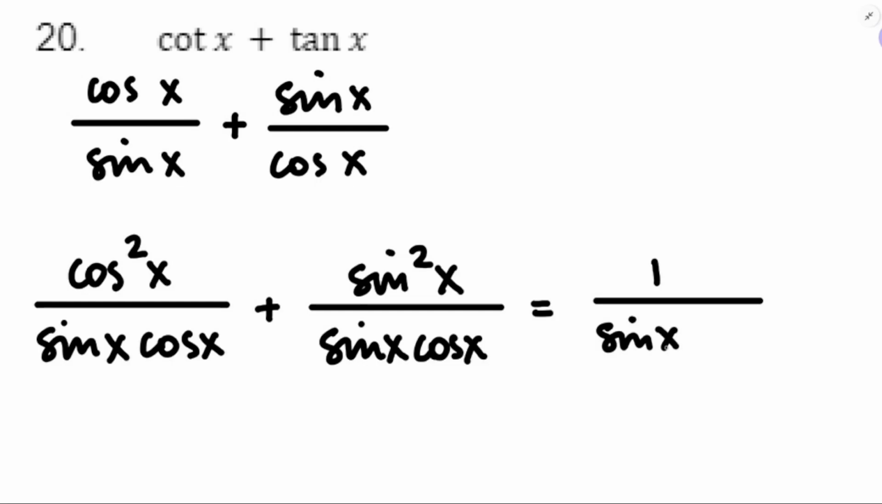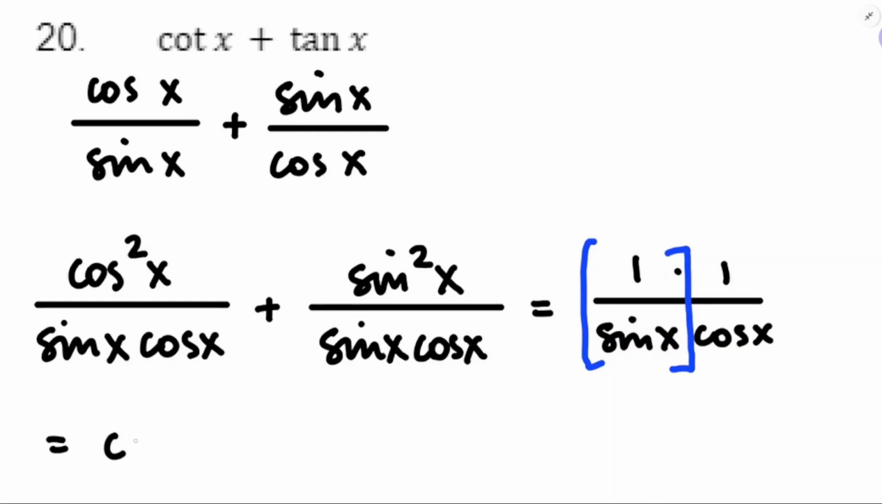So that's going to equal 1 over sine x cosine x. And then maybe that 1, we could write as 1 times 1. So you can see what I'm going to do here. I'm going to write this as 1 over sine multiplied by 1 over cosine. So that's going to equal 1 over sine, which is cosecant x, multiplied by 1 over cosine, which is secant x.